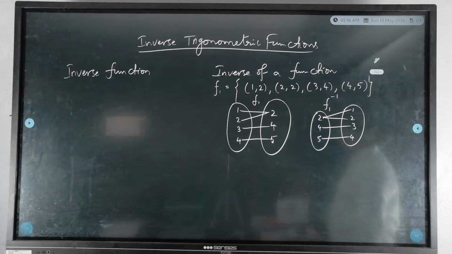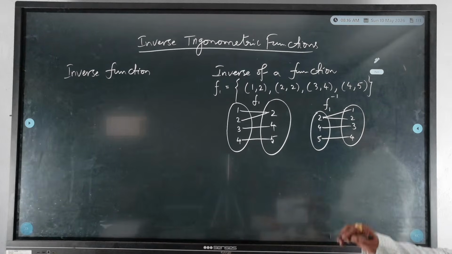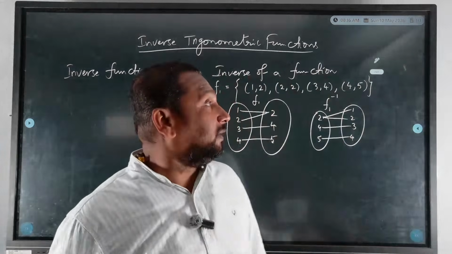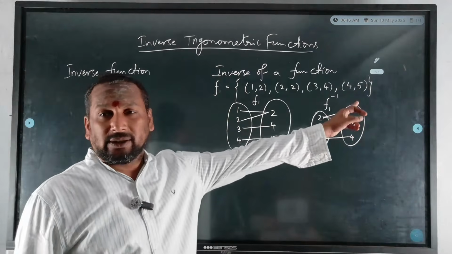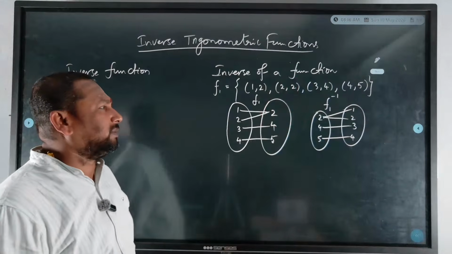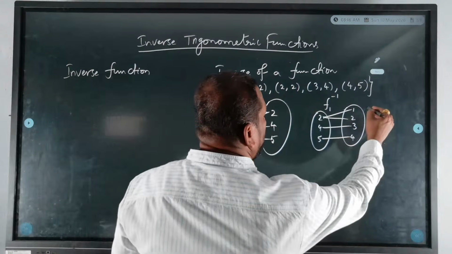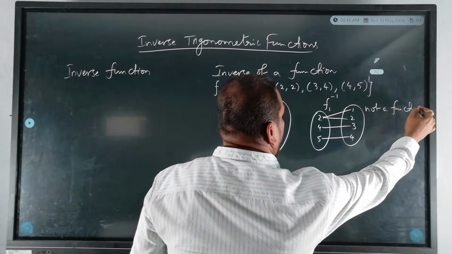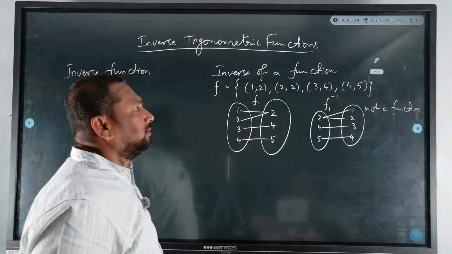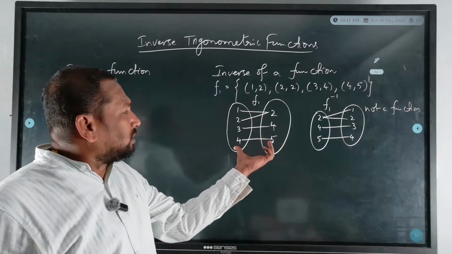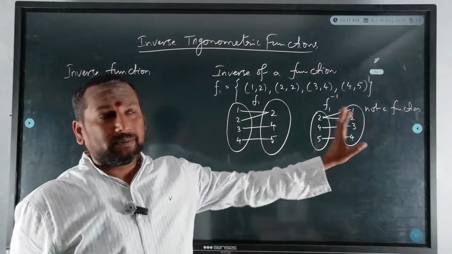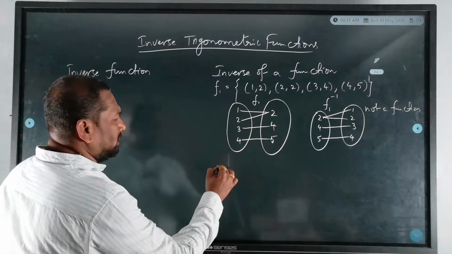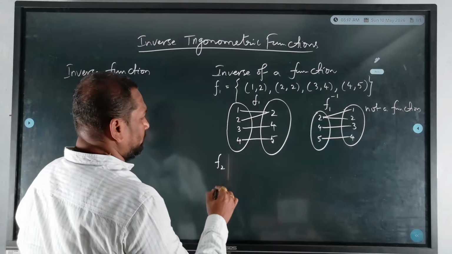Is it a function? No. Why? Because here the same element has two images. So it's not a function. So that is the inverse of this function, and it is not a function. Okay, for example, f2.